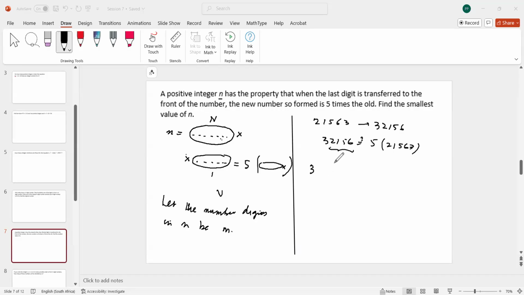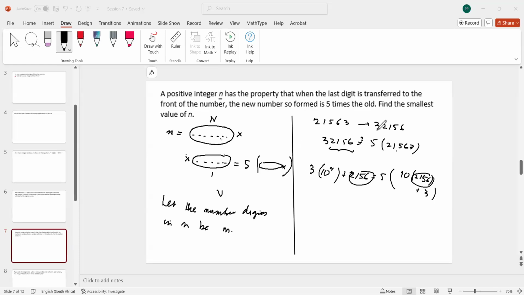Now, this number here is of interest because this is 3 times 10 to the power of 4. Three times 10 to the power of 4 is 30,000, plus 2156 gives you 32156. And this original number, 21563, is 10 times 2156 plus 3. Okay, so I'm trying to isolate this number here, which is repeated in this, right?